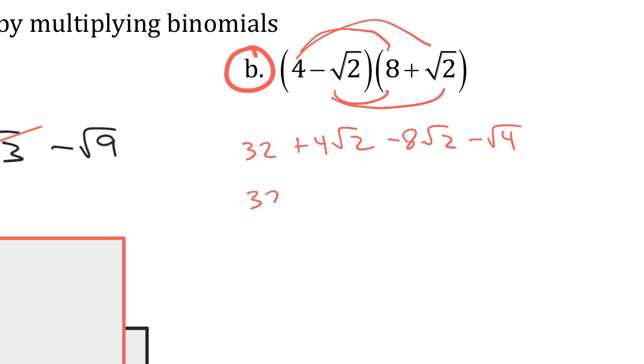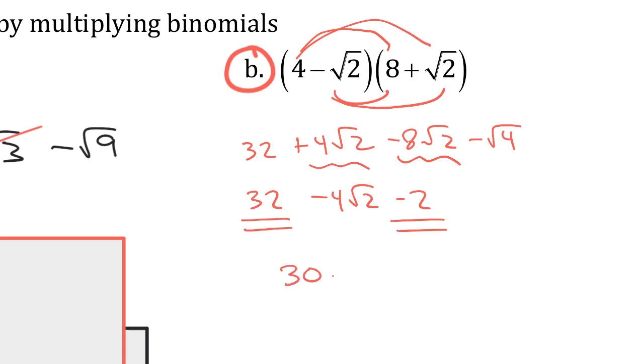So we have 32. These are like terms, so I'm going to combine them. 4 root 2 minus 8 root 2 would be negative 4 root 2. Minus root 4 would be minus 2. And then I do 32 minus 2, and I get 30 minus 4 root 2. 30 minus 4 root 2. And that's my final answer.